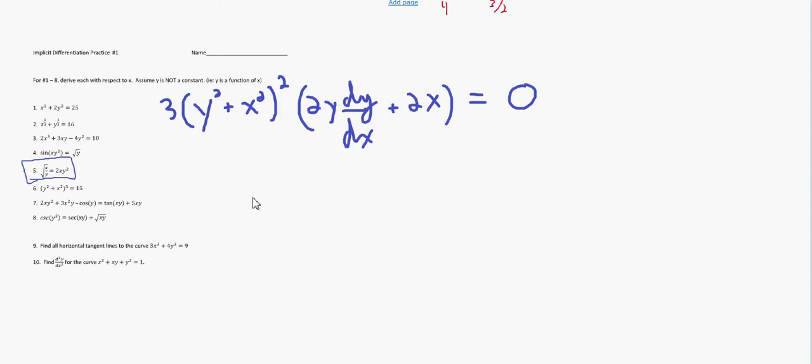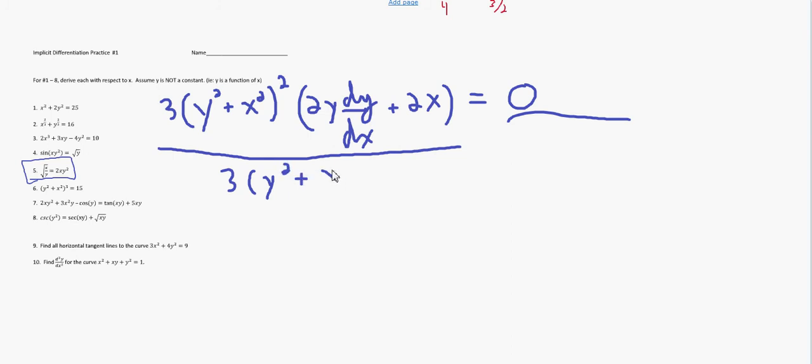Okay. Now, again, we want to get dy dx by itself. Unfortunately, we got this whole 3 times y squared plus x squared, which looks kind of complicated. You could, if you wanted to, multiply this into here, distribute it all and get everything out. But really, since this whole thing equals 0, there's nothing wrong with me dividing both sides by 3 times y squared plus x squared. And I'll divide by the same thing over here.